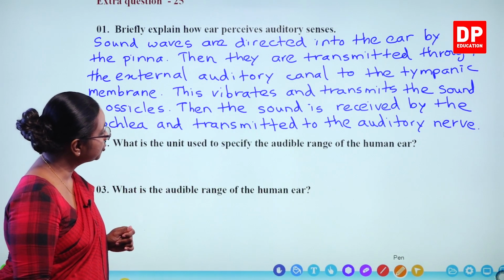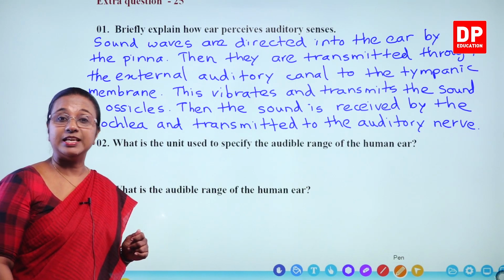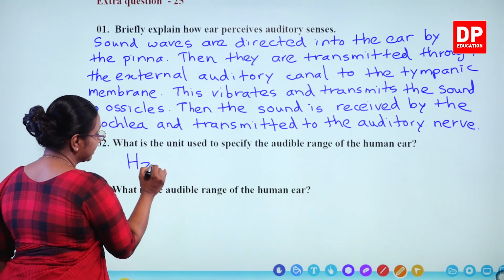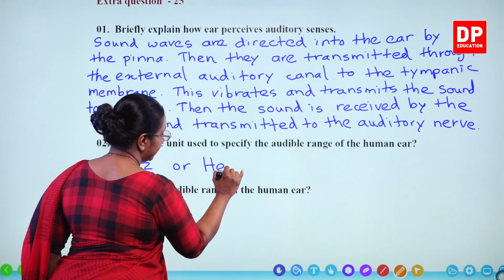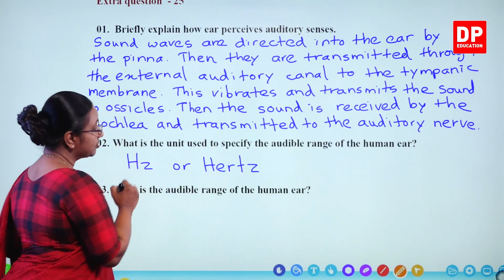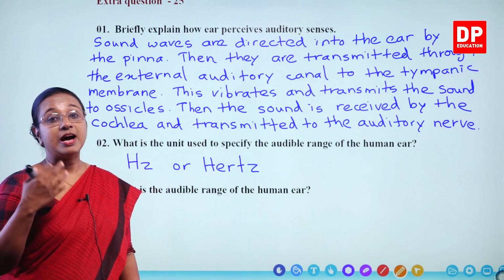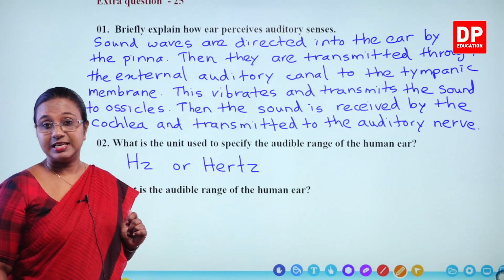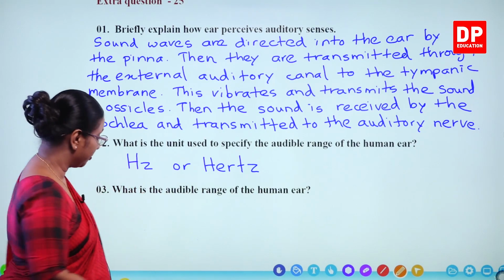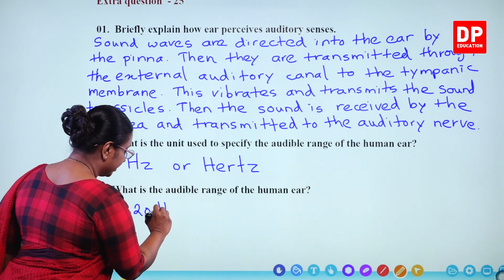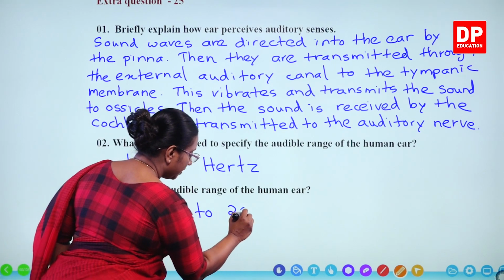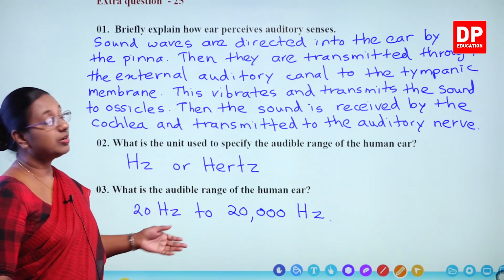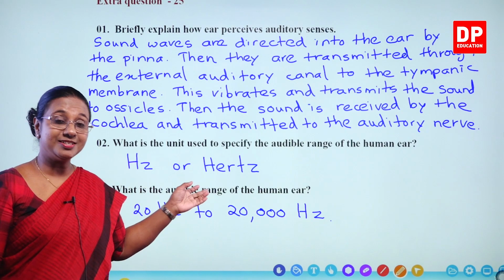What is the unit used to specify the audible range of the human ear? What is the unit? It is hertz. So you can write the symbol as Hz or you can write it as hertz. Always remember, students, you have to use capital H. Why? Because it is a name of a scientist. What is the audible range of the human ear? What is it? 20 hertz to 20,000 hertz. So I am sure you were also able to answer these questions correctly.